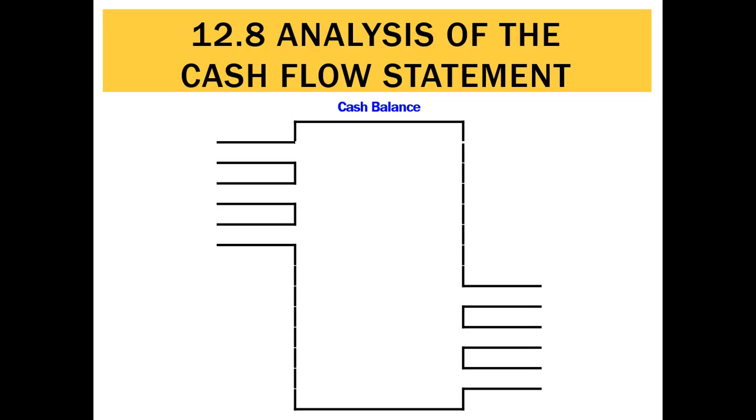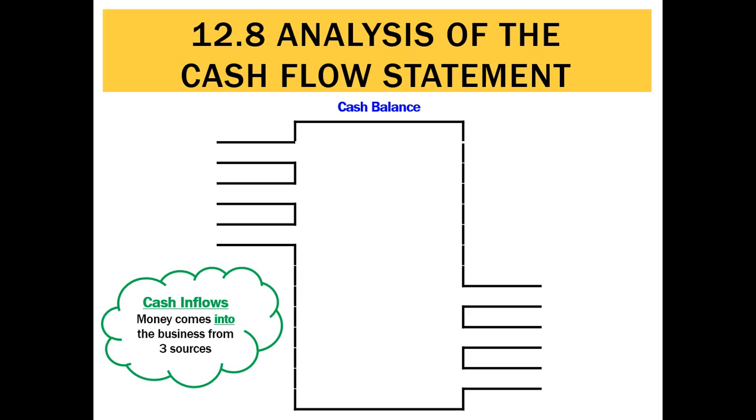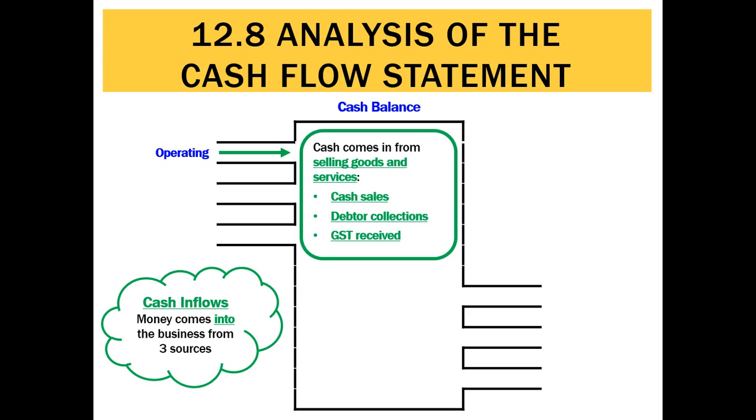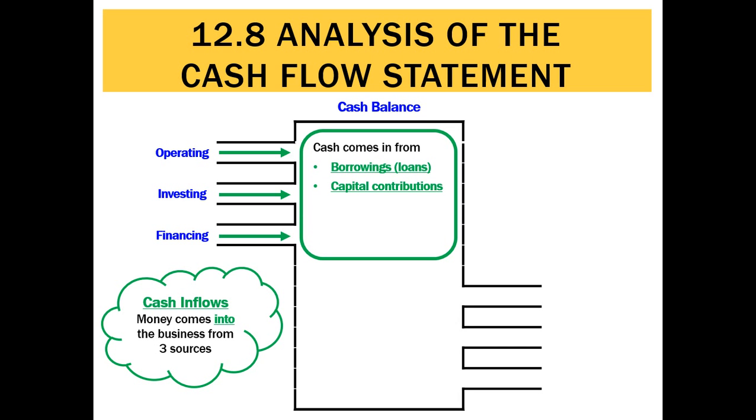So what we want to look at is basically your cash balance. It's basically a big tin or a big pot, and money comes in, and it can only come in from three places. It either comes in from running your business on a daily basis. That's called an operating activity. It either comes in from investing activities, which would be selling a non-current asset like property, vehicles or equipment, or it comes in from the financing section, which is borrowings and capital contributions. So that's the pool of funds going into the tank.